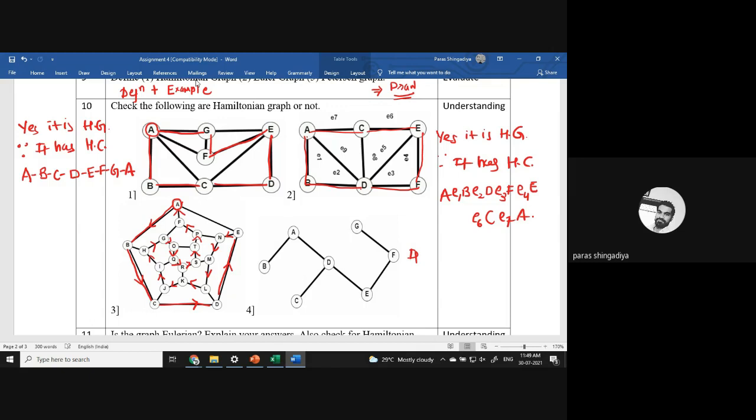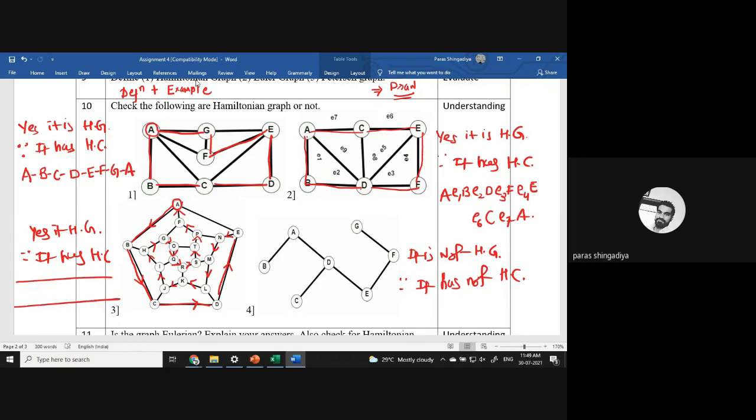So write your conclusion: it is not a Hamiltonian graph, because it has no Hamiltonian circuit. That's it. And where it is Hamiltonian, you write: yes, it is a Hamiltonian graph because it has a Hamiltonian circuit, and write the Hamiltonian circuit here. You have to write the Hamiltonian circuit here.